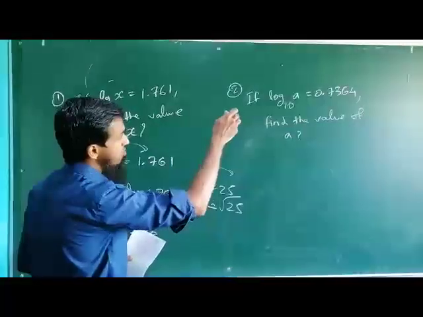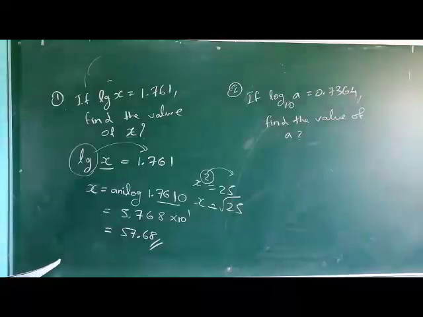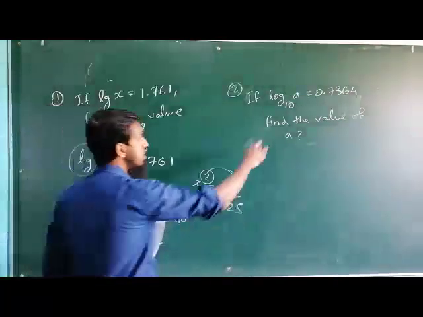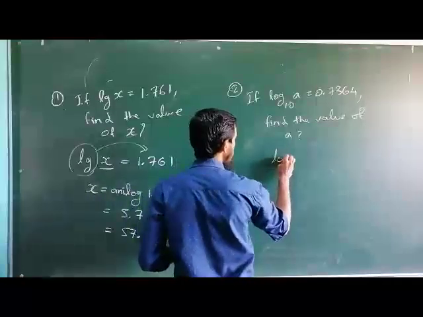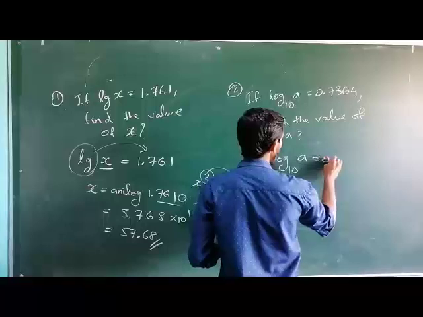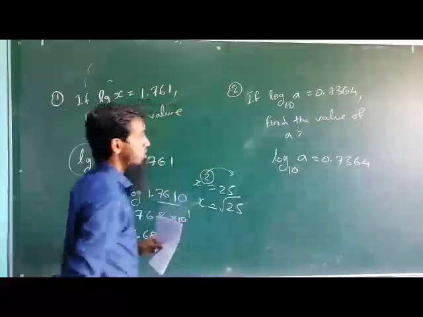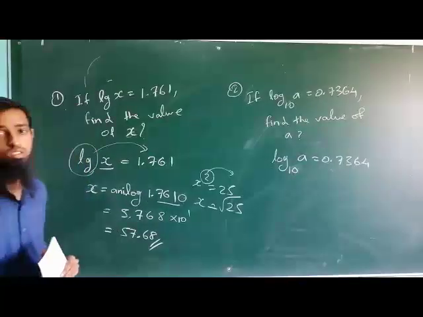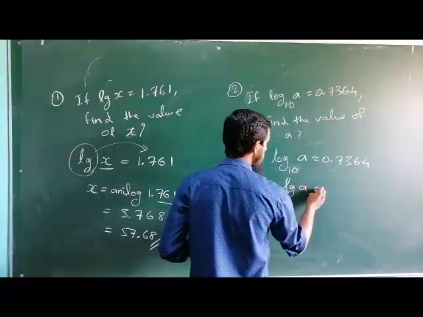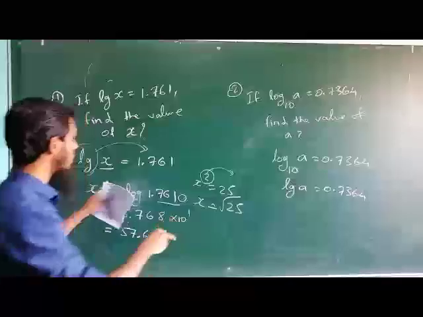So if the logarithm of a to the base 10 is 0.7364, find the value of a. If you change the way the data is given, you can understand the question. So logarithm to base 10, you can write as LG. So LGA is equal to 0.7364. Now the questions are the same.